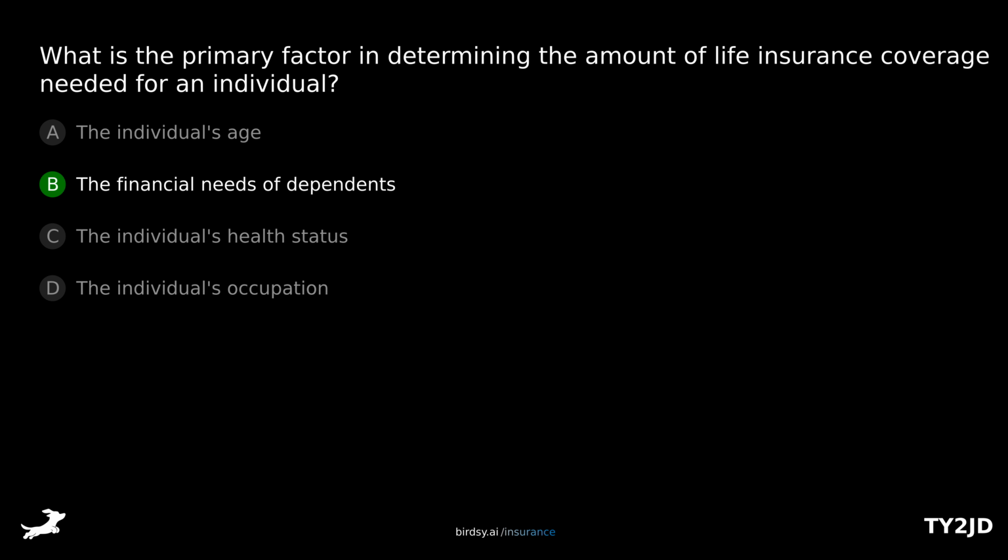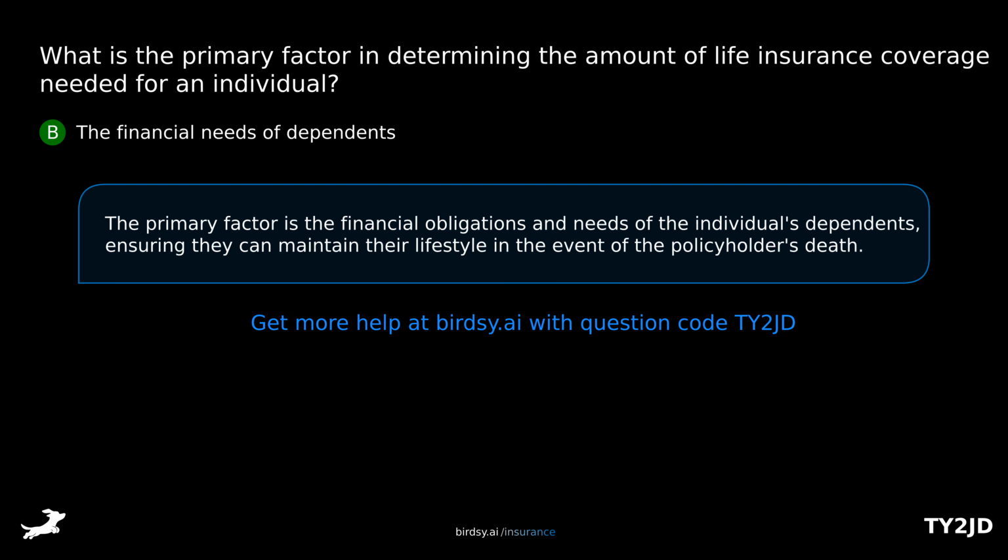The answer is B, the financial needs of dependents. The primary factor is the financial obligations and needs of the individual's dependents, ensuring they can maintain their lifestyle in the event of the policyholder's death.